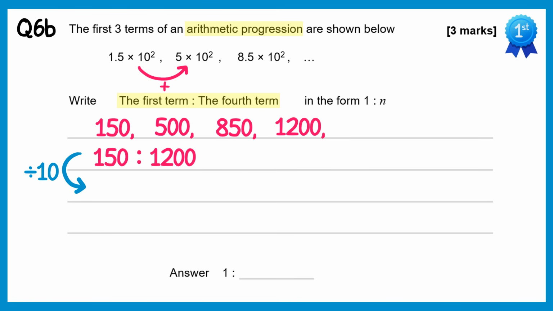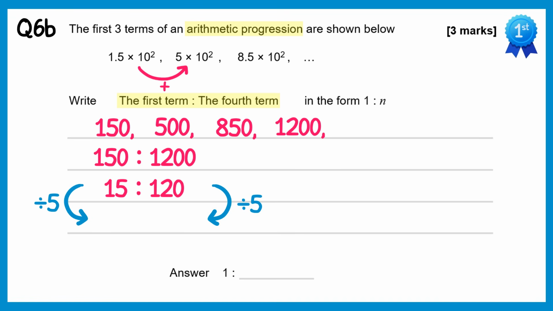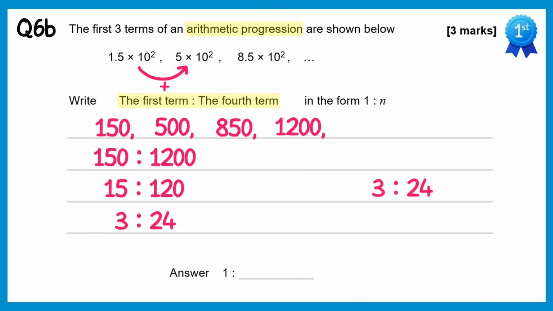Let's divide by 10 first on both sides. That'll give you 15 to 120. Then you can divide both sides by 5. That'll give you 3 to 24. And then if we take that ratio and divide both sides by 3, we end up with 1 to 8. So the answer to the question is 1 to 8.